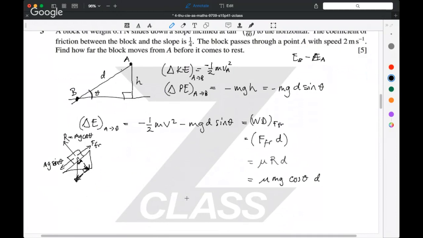So we're solving for the distance, right? We have everything else. We have the mass, we have the velocity at the beginning. In fact, the mass all divides out. We have g. We have theta, so we can get sine of theta. We have cosine theta. We have mu. So we can solve for d. No problem.